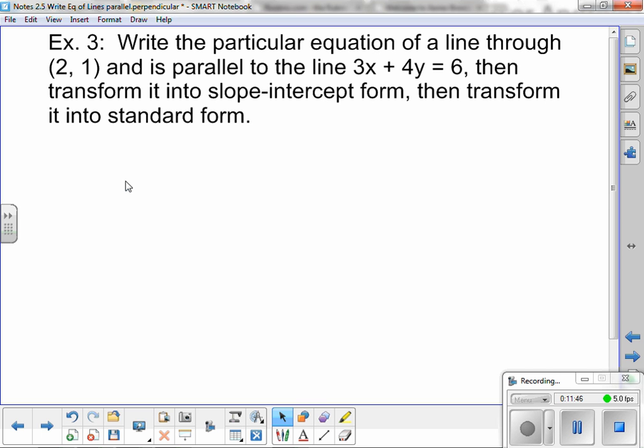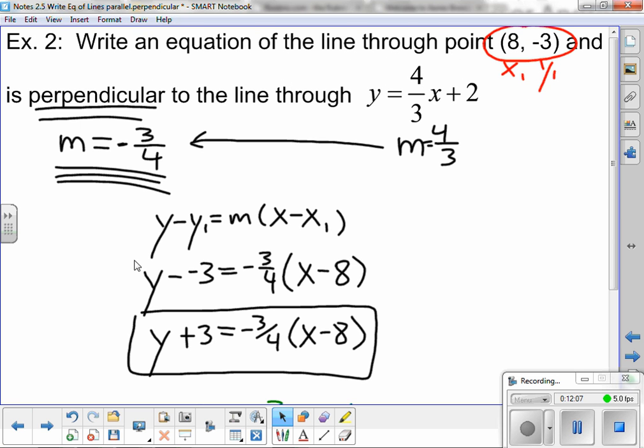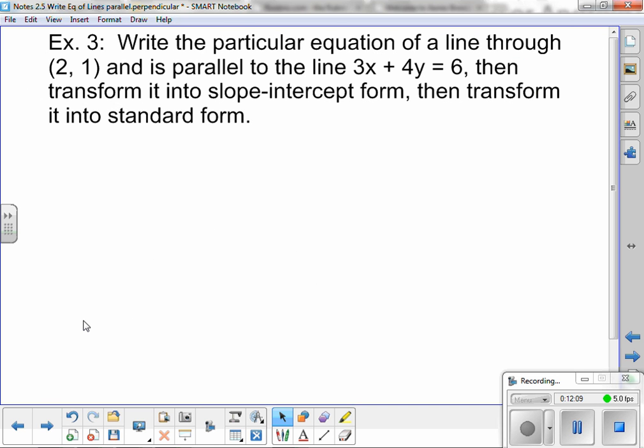Now, particular equation is wording that's used in your textbook. I put it like that because the questions I'm going to give you guys at the end of practice are from your textbook. Particular equation, from what your textbook is describing it as, is point-slope form. So it's like the other ones we just did. This is point-slope form right here. So they want you to start off in point-slope form. That's what particular equation means, apparently, according to the book. And transform it into slope-intercept, and then transform it again into standard form.